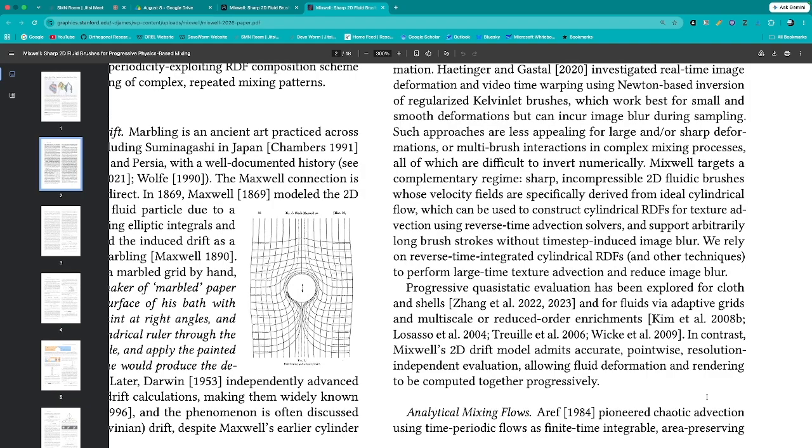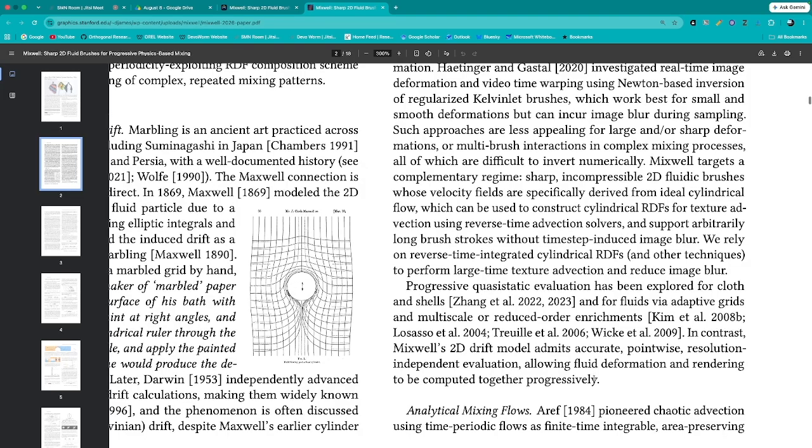Progressive quasi-static evaluation has been explored for cloth and shells, and for fluids via adaptive grids and multi-scalar reduced order enrichments. In contrast, Mixwell's 2D drift model admits accurate point-wise resolution-independent evaluation, allowing fluid deformation and rendering to be computed together progressively.